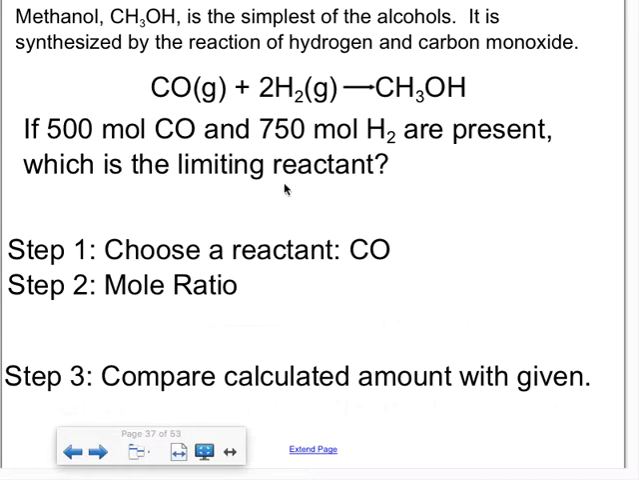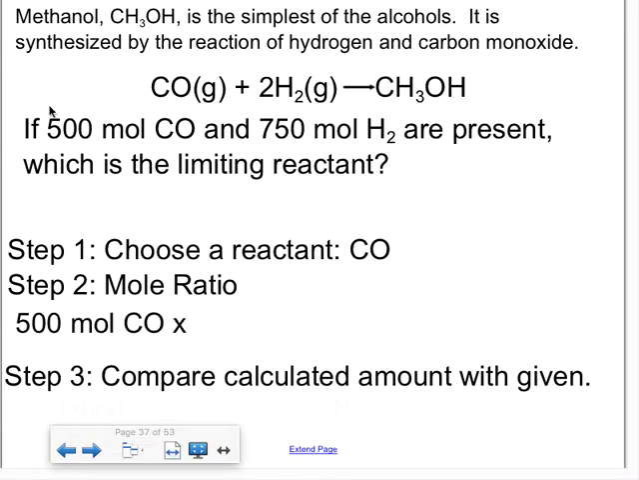Okay? Let's take a look at a different equation, looking at methanol, made by hydrogen and carbon monoxide. So if I have 500 moles of carbon monoxide and 750 moles of hydrogen gas, which one of these two is going to be my limiting reactant? So step one, choose a reactant. Okay, I'm going to choose CO. So start with what you're given. I'm given 500 moles of CO.